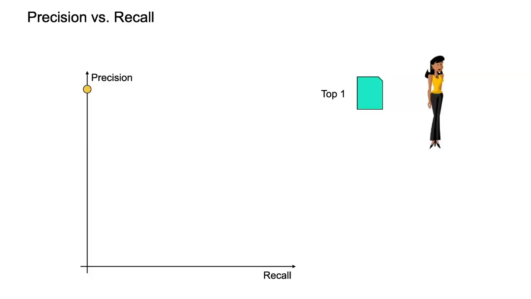Okay, but now I'm going to assume we got a relevant document first, right? It's the I'm feeling lucky feature that's actually working. So now let's look at the second document. If I look at the second document, let's think about it. Let's first assume this document is relevant. So now, what precision do I have and what recall do I have? If it's relevant.